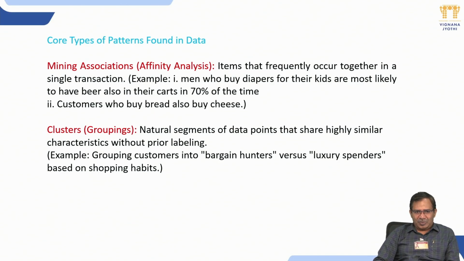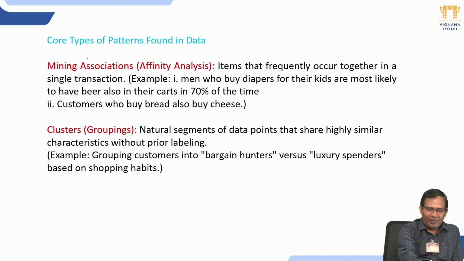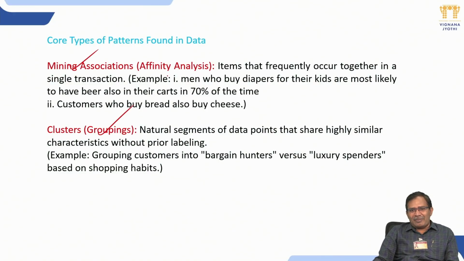It is association. Clustering is also called grouping. This grouping forms natural segments of data points that share highly similar characteristics without a prior label. So for this, labeling is not required. Segmentation happens based on the commonality of habits. Example, grouping the customers into bargain customers and luxury customers. The bargain customers will bargain before the transaction is finalized. Luxury customers, without any bargain, will buy the goods directly.